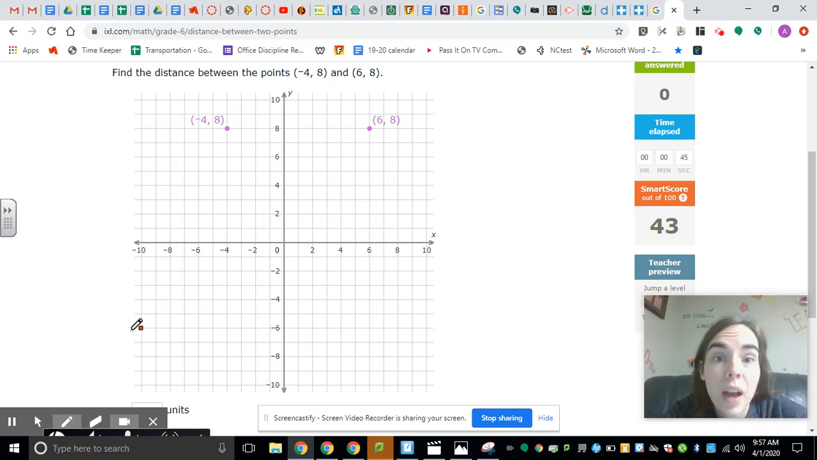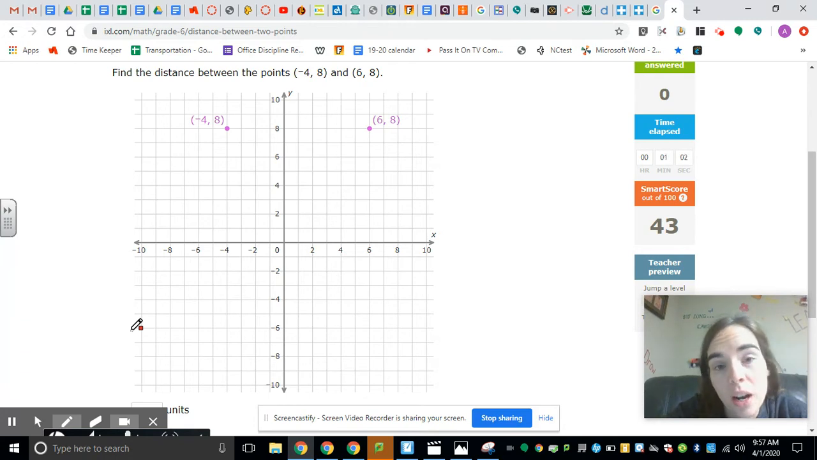Okay, several of you have asked that I help you with the coordinate plane worksheet. So I'm going to explain all the parts of a coordinate plane again. I'm going to show you how to graph points, and then I'm also going to show you how to find distance on a coordinate plane.